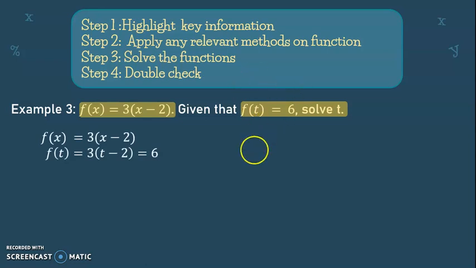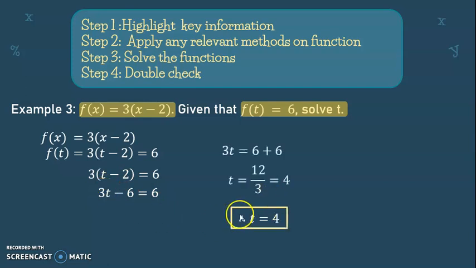So next, we know that this t is the x value. So what you do is you just need to replace or substitute the x with t here. And then we know that if we substitute the x value with t, the output or the result will be equal to 6. Then you will have an equation of 3 bracket t minus 2 close bracket is equal to 6.